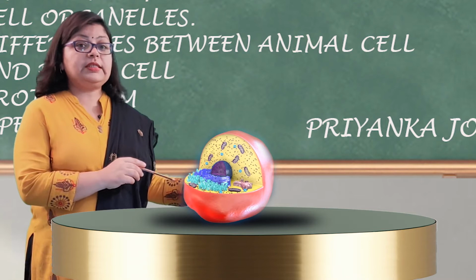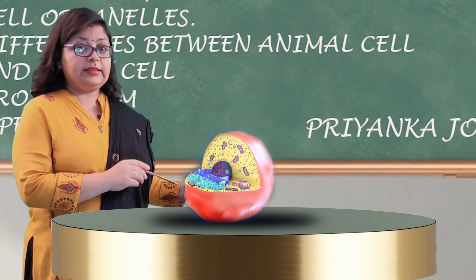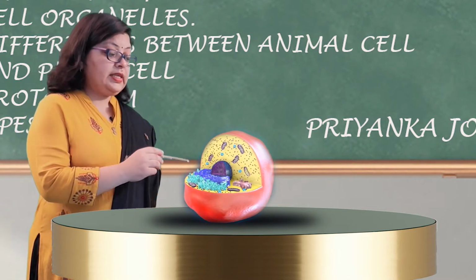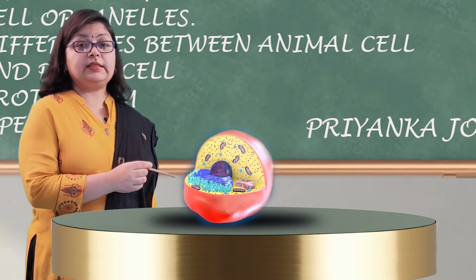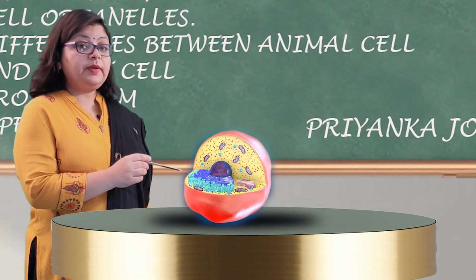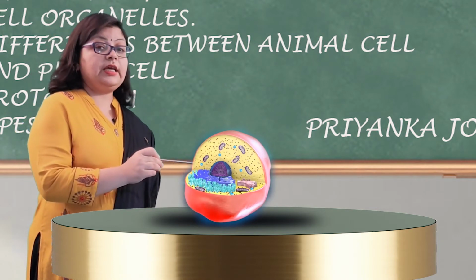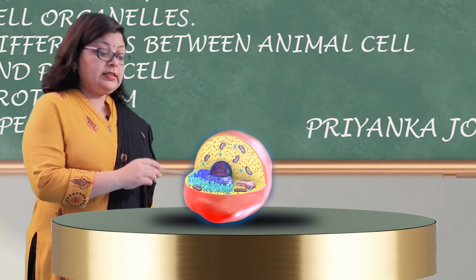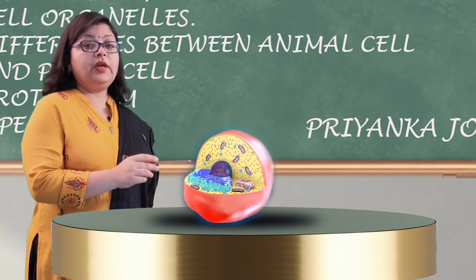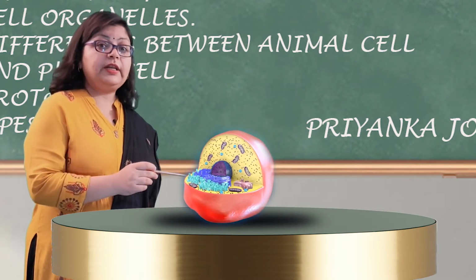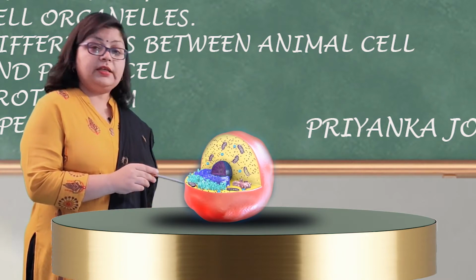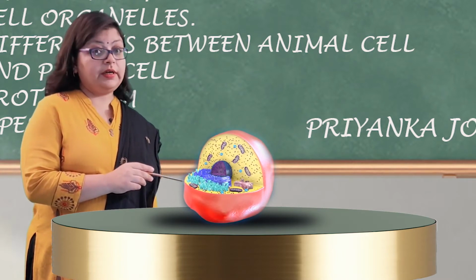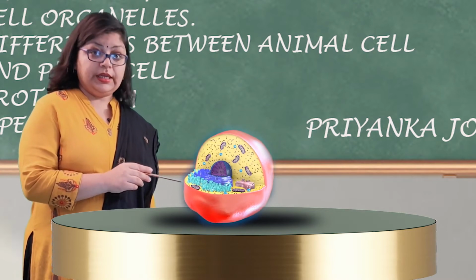Then we come to the second organelle, that is the cytoplasm. Inside the cell, the yellow part which you all are able to see is the cytoplasm. Cytoplasm contains all sorts of cell organelles in it. Inside the cell membrane, excluding the nucleus, whatever is filled inside is known as cytoplasm. Cytoplasm has all sorts of inorganic and organic matter in it.